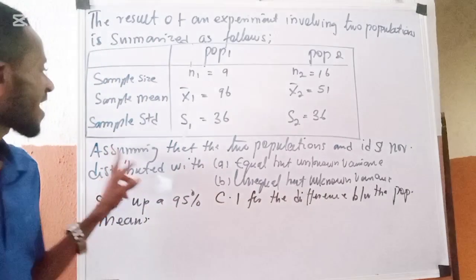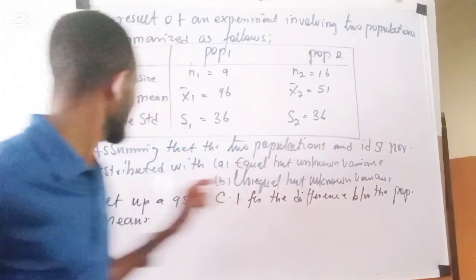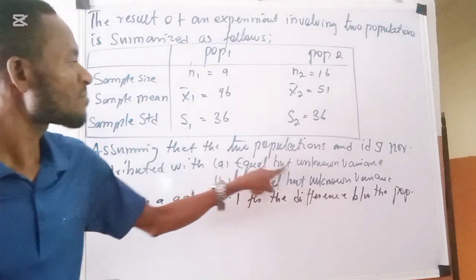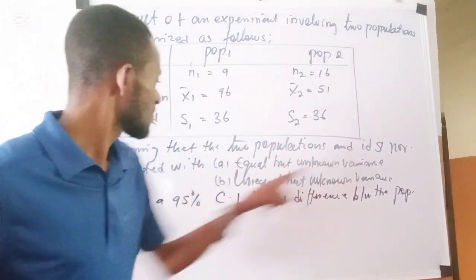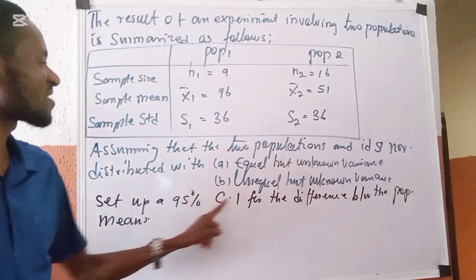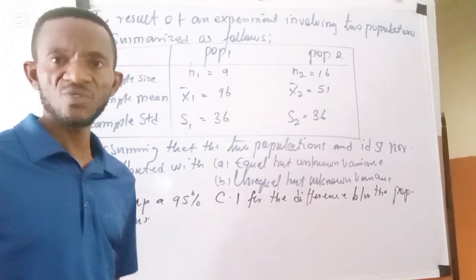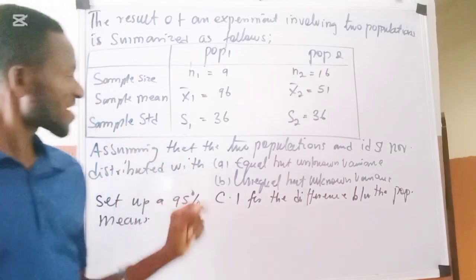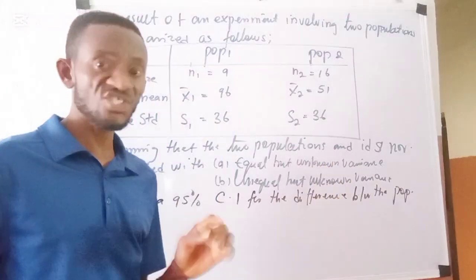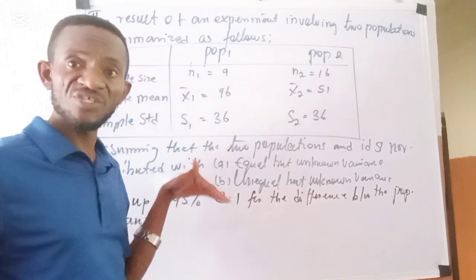So they now come down and say, assuming that the two populations are independent and normally distributed, with condition A equal but unknown variance, B unequal but unknown variance, set up a 95% confidence interval for the difference between the two population means. So the first thing we are going to do is, we now come to this A, we look at it, we say at which condition does this A fall in the four different conditions that we earlier had explained.